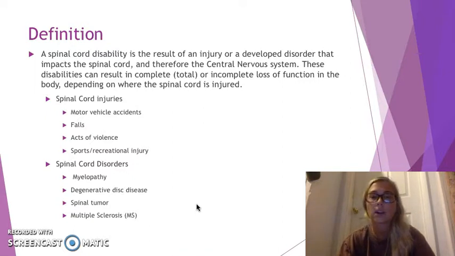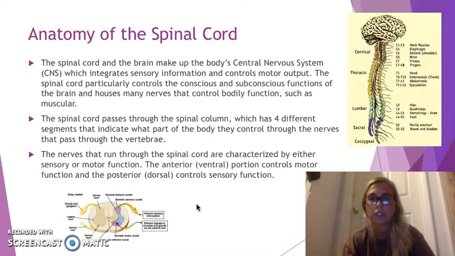So some examples of spinal cord injuries are a motor vehicle accident, a fall, an act of violence, such as a gunshot wound, or a sport or recreational injury. Some spinal cord disorders are myelopathy, degenerative disc disease, a spinal tumor, or MS. These are among many other diseases or disorders that can impact the spinal cord's function.